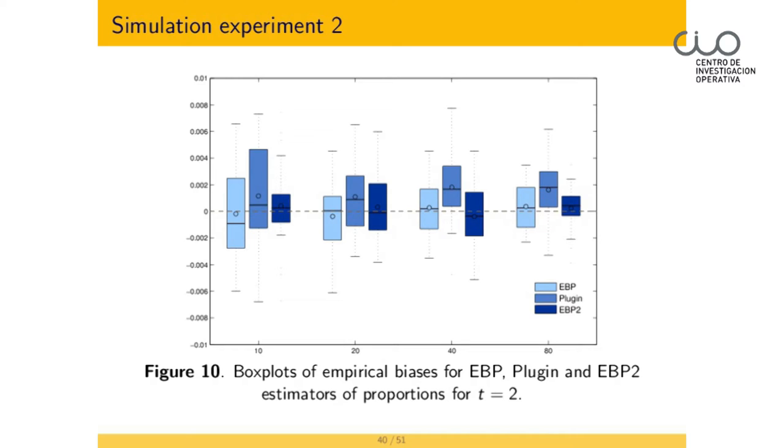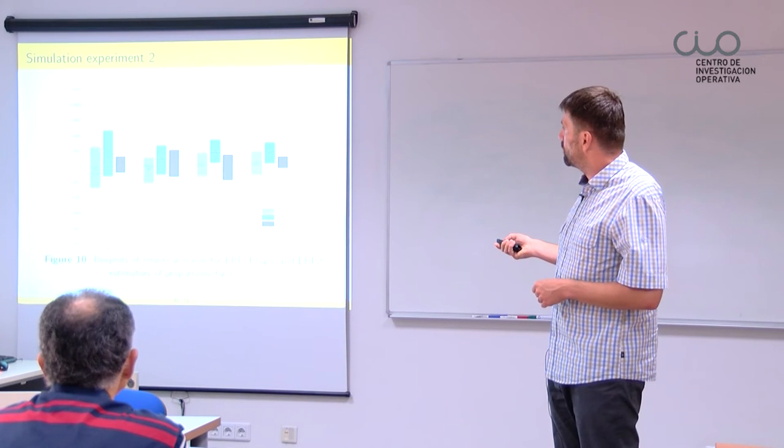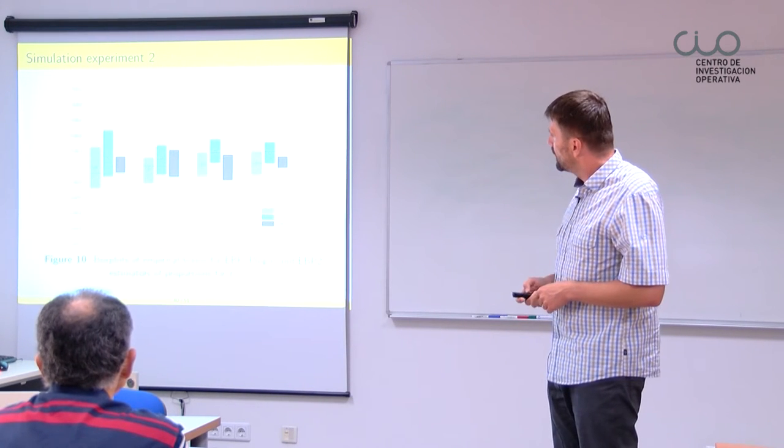As we plug in the estimate, we include some bias. And the plug-in remains biased. So here there is some bias, which will also influence the mean square error.